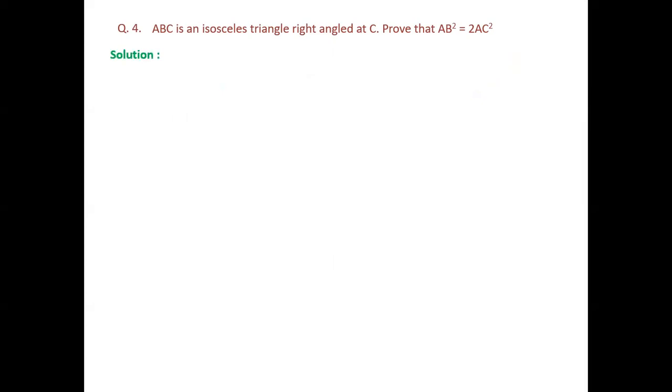Solution. First draw the triangle. What it says: ABC is an isosceles triangle, right angled at C. Isosceles triangle means two of its sides are equal. So this is a right angle triangle, and this side is the longest side, so it cannot be equal. So these two must be equal. It says right angled at C. That means this point is C. So name it.